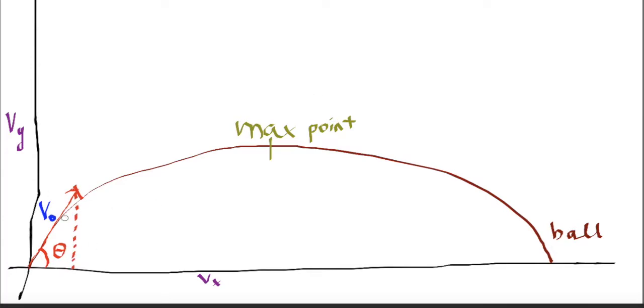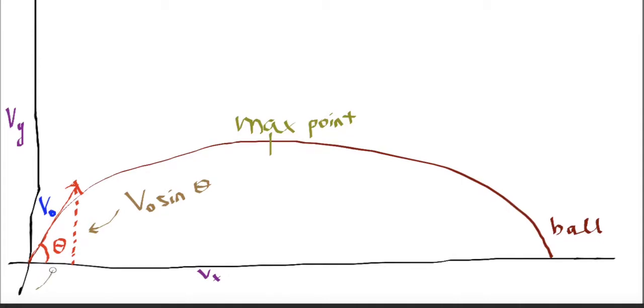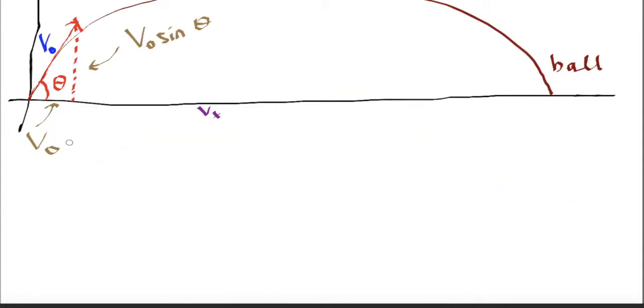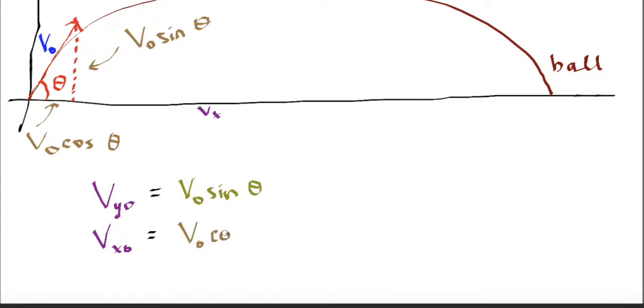Now, if we treat this as a triangle, we can see that this leg is v naught times sine theta due to trigonometry, since it's opposite divided by hypotenuse for theta, and the other leg is v naught times cosine theta, since it's adjacent divided by hypotenuse. So we can now see that vy naught is equal to v naught times sine theta, and vx naught is equal to v naught times cosine theta.